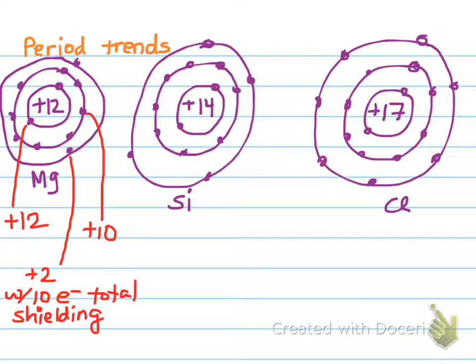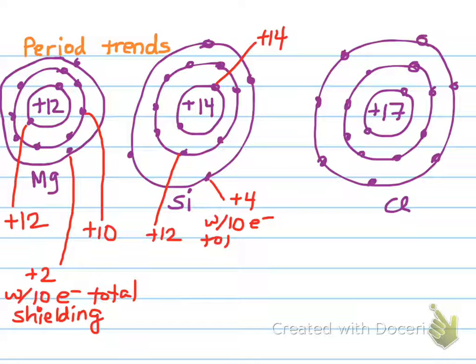When we take a look at silicon, again, our first energy level is going to feel a plus 14 because there's no shielding. In our second energy level, we have 2 electrons shielding, so we're going to feel a plus 12. And when we get to our third energy level, we're going to feel a plus 4 because, again, we have 10 electrons total doing our shielding from our first and our second energy level, meaning we're going to cancel out 10 of that positive 14 pull.